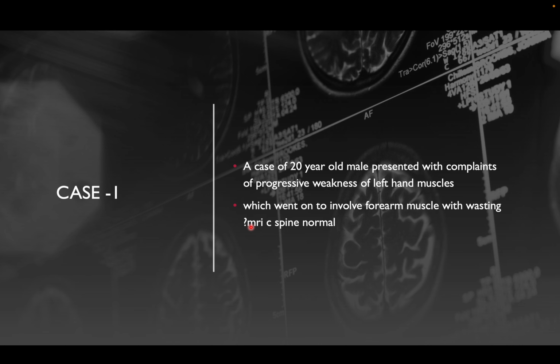So that will explain why there is wasting of the intrinsic muscles of the hand and also the forearm. This is mostly seen in the second to fourth decade.